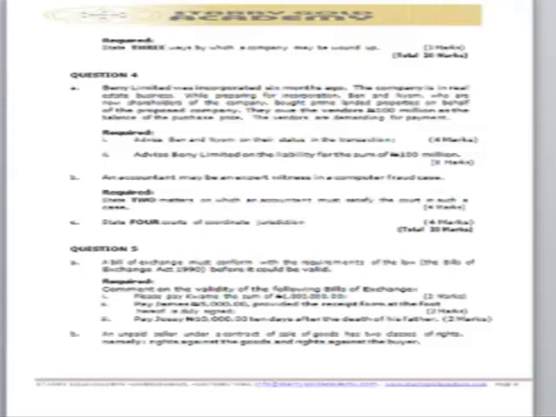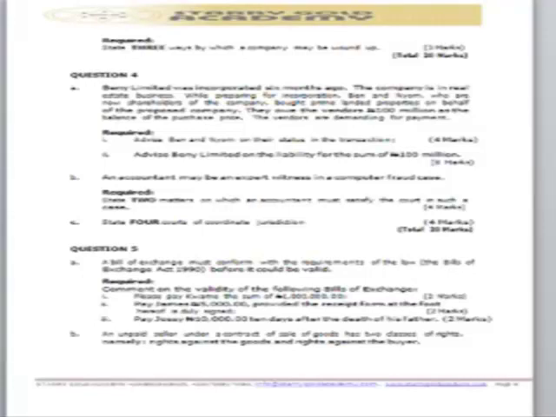Then the C aspect says state five courts of coordinate jurisdiction. Mention five courts of coordinate jurisdiction. All you need to do is just to state, so it won't take much time. Courts of coordinate jurisdiction means courts of equal status. We have so many courts in Nigeria that are courts of coordinate jurisdiction, starting from the Federal High Court to the Sharia Court of Appeal. They are courts of coordinate jurisdiction. So you just have to state, and when you state, no need for explanation. So you go to the next question.